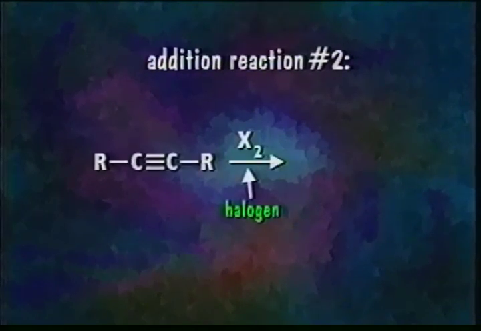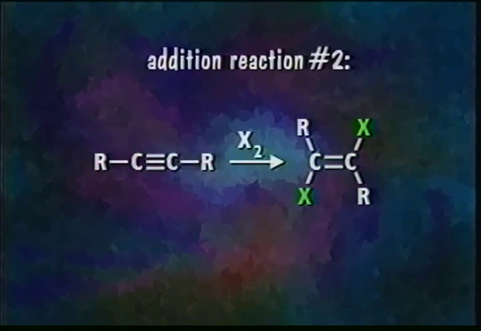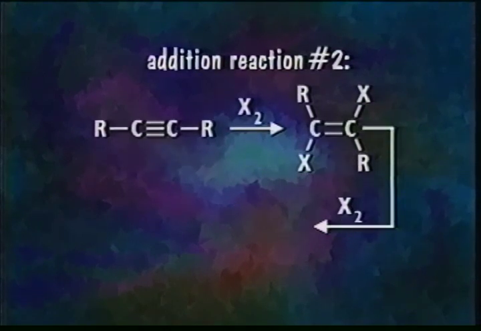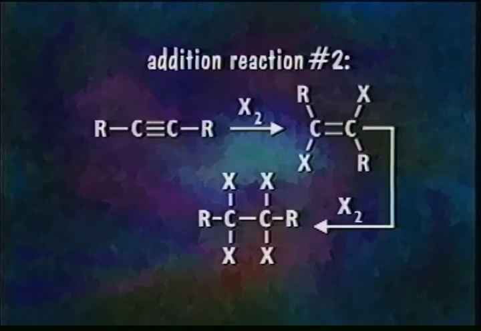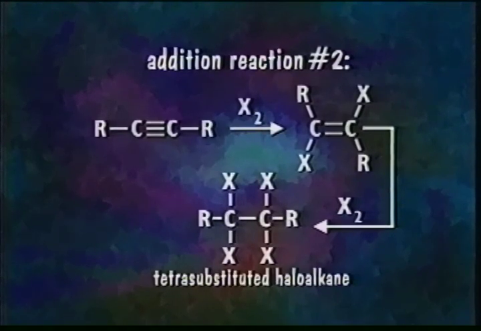In the second addition reaction, a halogen, X2, and an alkyne react to yield an alkene with 2 halogen atoms attached to the carbons of the double bond. The dihaloalkene then reacts with another X2, yielding the final product, a tetrasubstituted haloalkane.